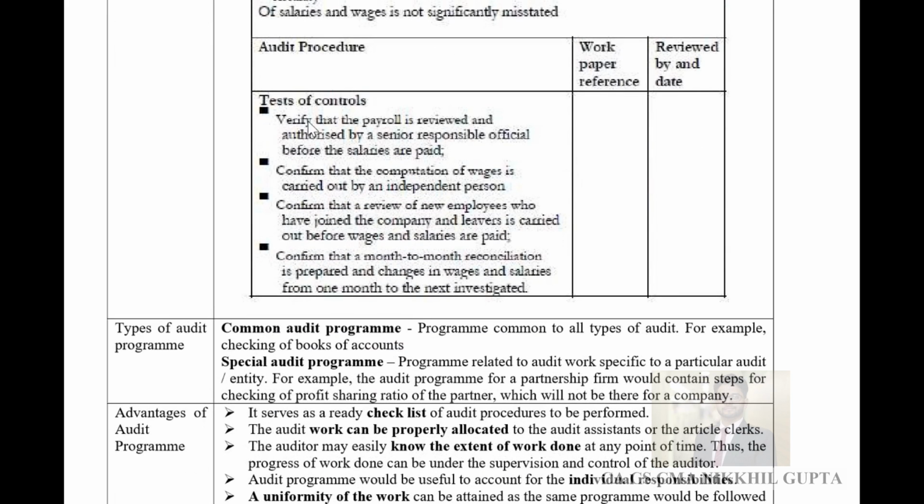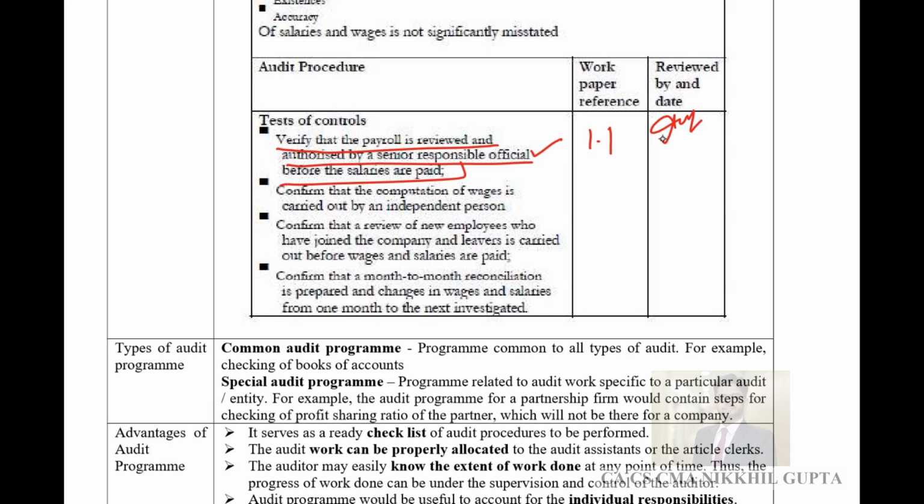Then what are the procedures which are to be followed, like verify the payroll is reviewed, authorized by the senior person, you have to verify it. Then work paper reference, you have to mention the number of the work paper, the work paper reference which proves this point which you have verified. Then reviewed by and due date, here you need to put your signatures and you have to put the date on which you have performed this audit procedure.